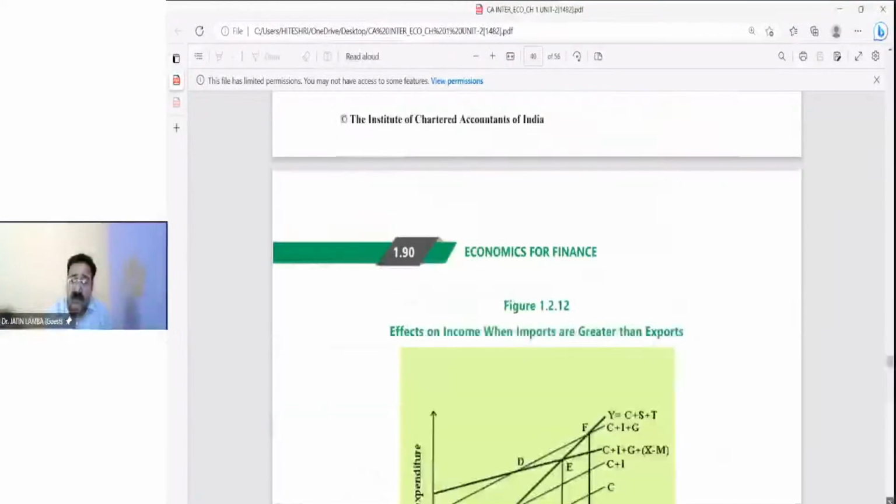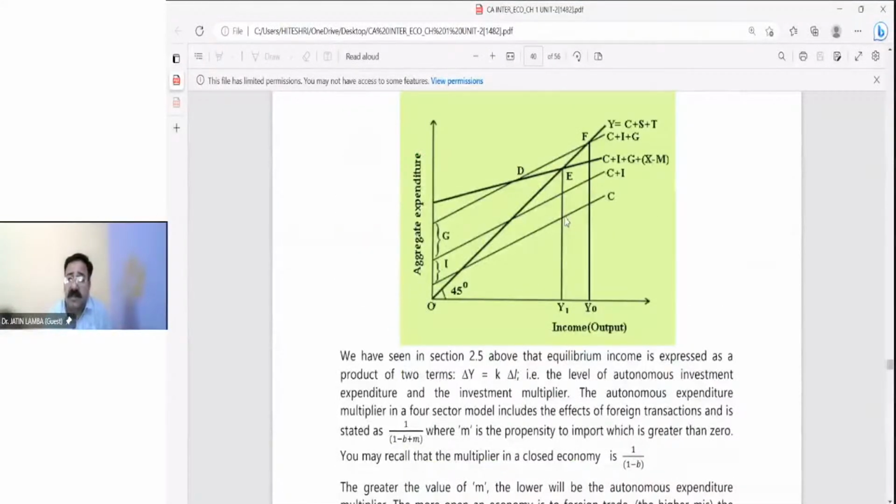Now see, in this graph, the same thing is explained, but this becomes very complicated because all four sectors have been explained. Right, here you can see this C plus I plus G. This is starting from the y-axis, right? So that may be their error in making the graph, right? It doesn't matter.